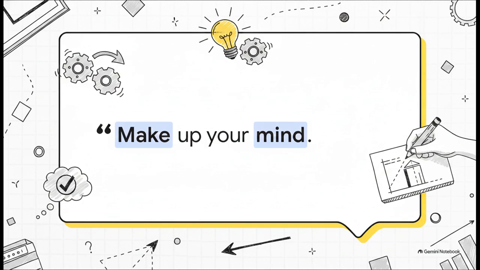Conversely, we have make up your mind, which simply means to come to a decision. Notice how this one uses make. That's because you are actively producing a final thought. You're causing an outcome to exist. You've weighed all your options, and now you are constructing the final verdict.